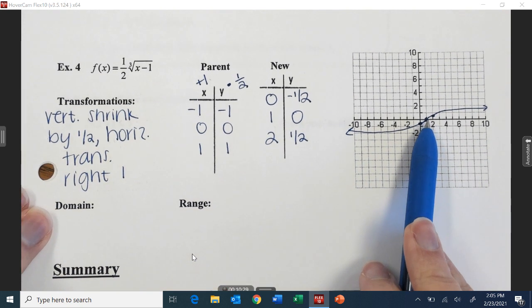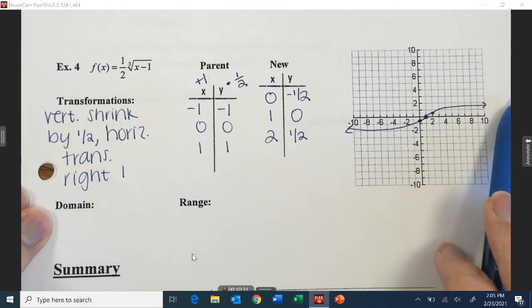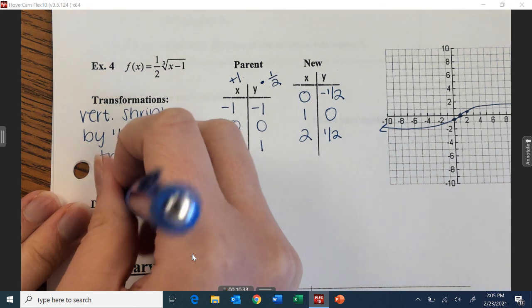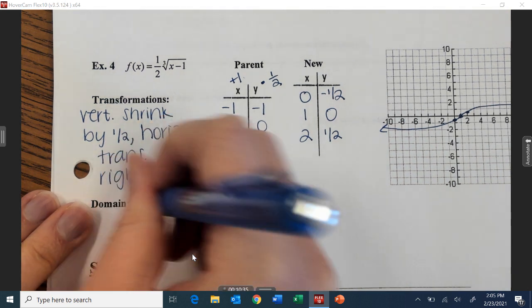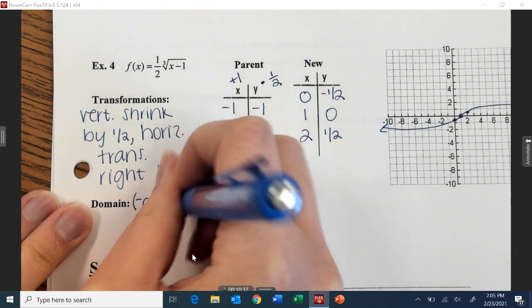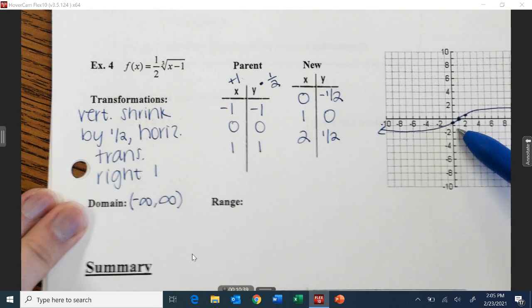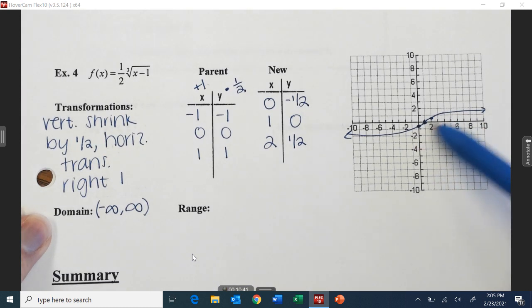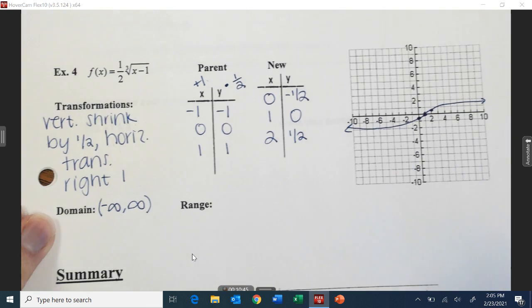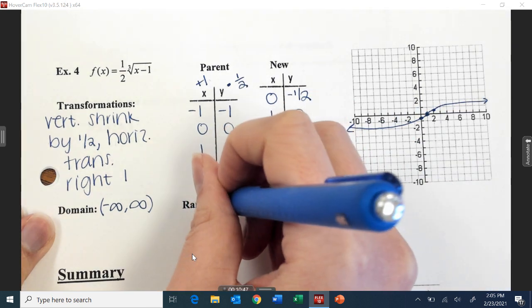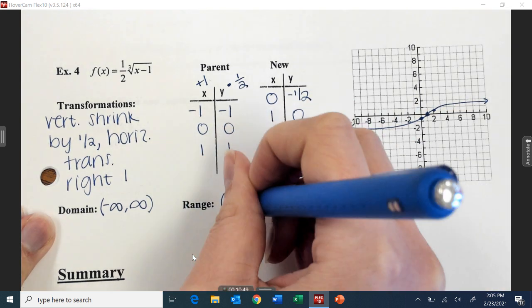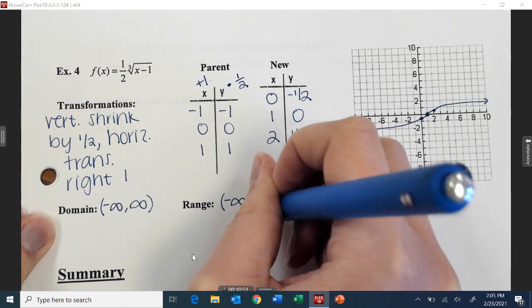As far as domain, I am continuing to the left and to the right forever, which we've talked about. It's always going to be the same, -infinity to +infinity. Even though it doesn't look like it, you are going to continue up forever to the right and down forever to the left. You will eventually hit all values from -infinity to infinity.